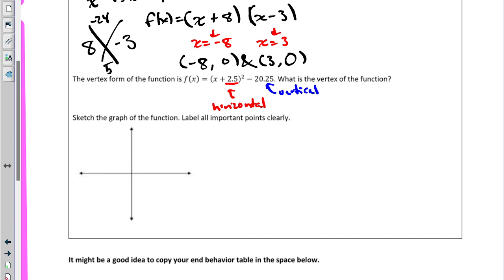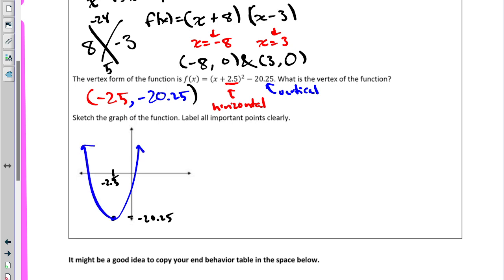That means since I'm adding here in the horizontal, my vertex point is going to be -2.5 because I go left 2.5, and then comma -20.25 because I'm going down -20.25, which means my graph is going to look something like this. As long as this point is -2.5 and this point is -20.25, it's just going to be a good old-fashioned parabola like that.